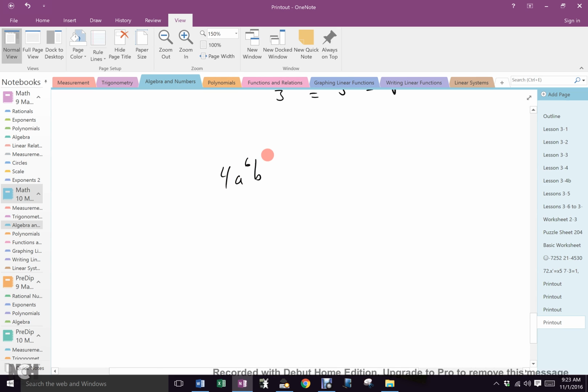4a to the 6, b to the 4, c to the 8, all to the 1/2. This is always screwed up. Where does that 1/2 go? Everything. So it's 4 to the 1/2. Oh, wait a minute. That's the square root of 4, isn't it? So it's 2. What happens to all of these? They get cut in half. So it's a to the 3, b to the 2, c to the 4. That's a huge error made on this test.